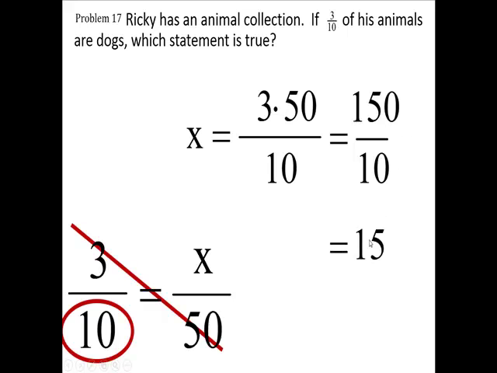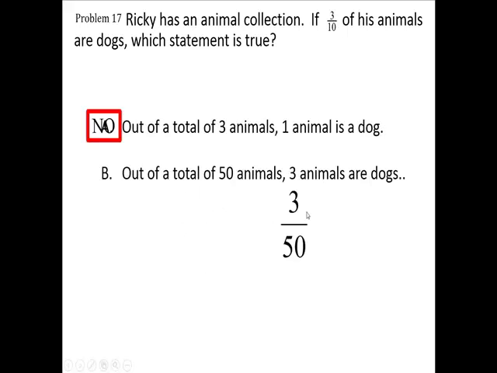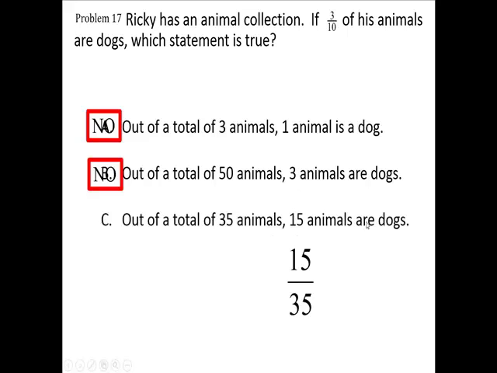So 3/10 is the same thing as 15 over 50. But that's not the same thing as 3 over 50. So it's not 3 over 50. Throw that one out. How about 15 over 35? Does 15 over 35 equal 3/10?